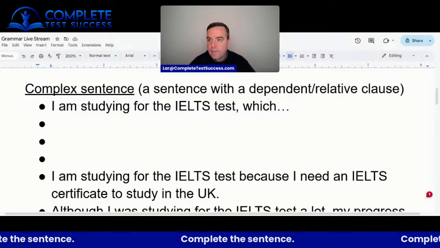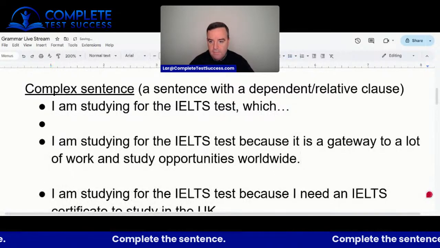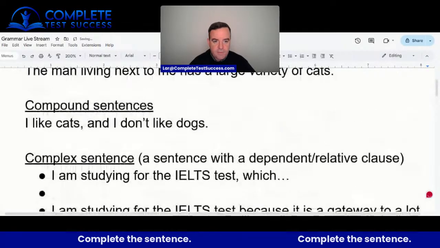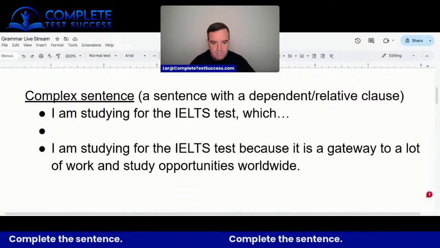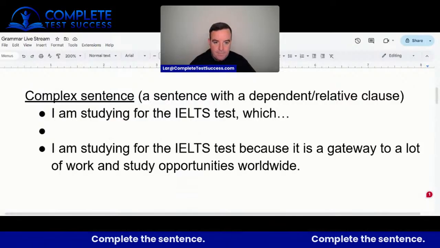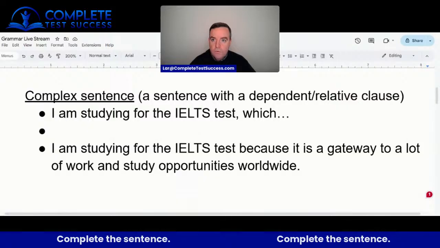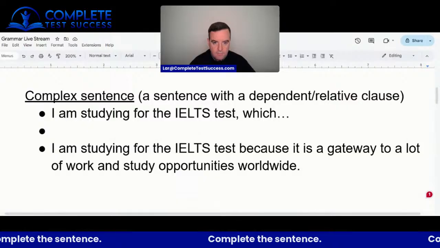Okay. So Lewis says, I'm studying for the IELTS test because, sorry, now let me get this tidied up. I'm studying for the IELTS test because it's a gateway to a lot of work and study opportunities worldwide. Yep, very nice. Well written. Okay, just give me a moment now. I need to have a look in.